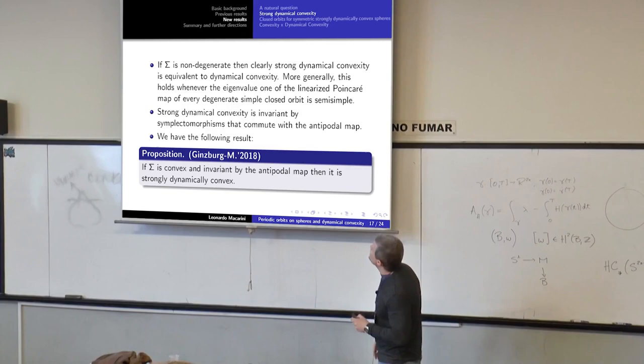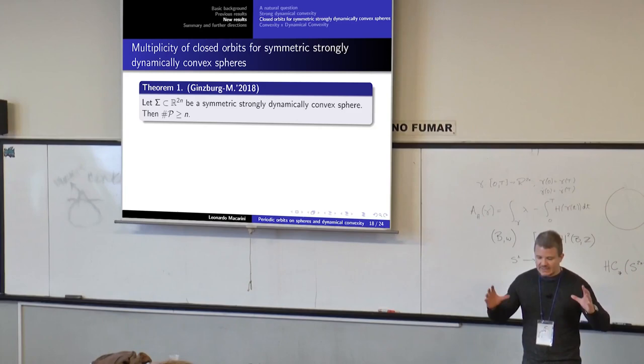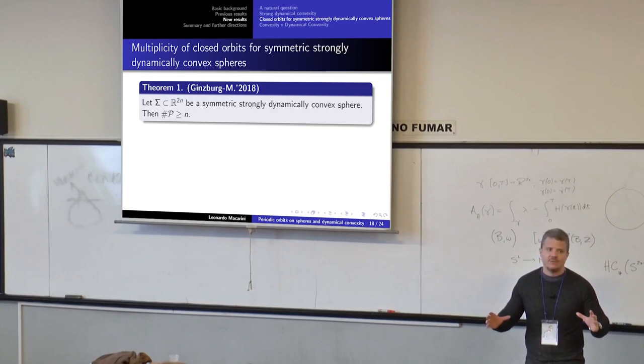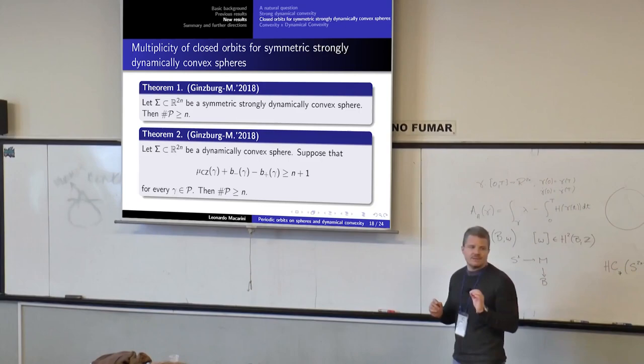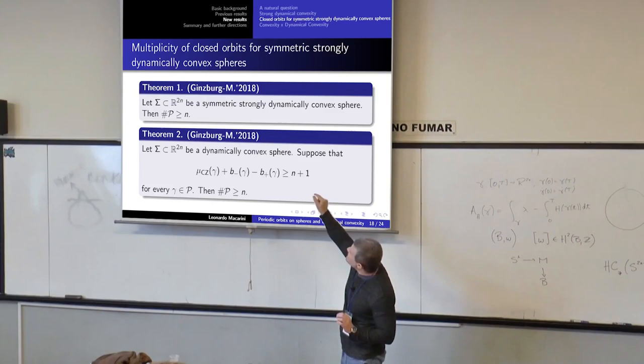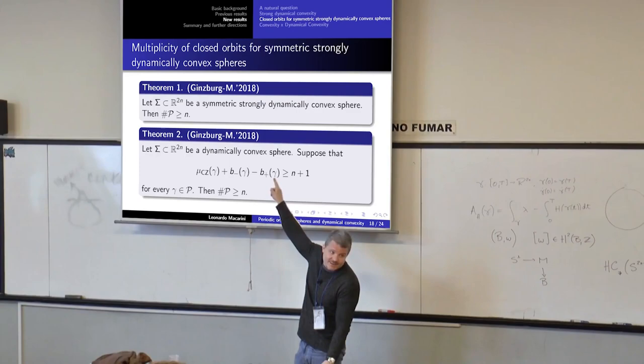And then what we prove is this. Suppose that you have a symmetric, strongly dynamically convex sphere. Then you have at least n closed orbits. And actually, we got two results, that one and this one. In the second result, we don't need to assume symmetry. Instead of assuming symmetry, you assume the following condition for every simple periodic orbit. Then you have at least n closed orbits.